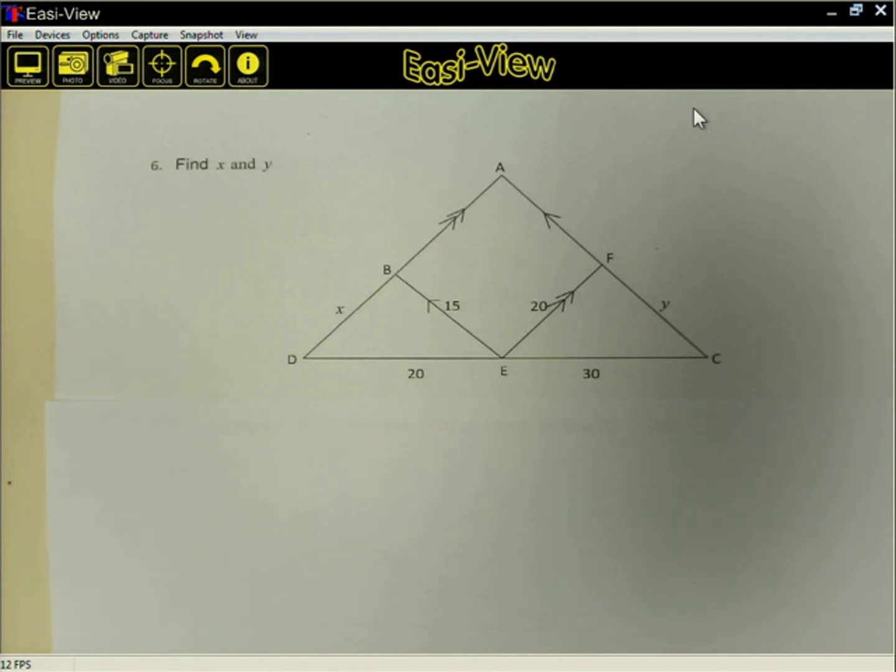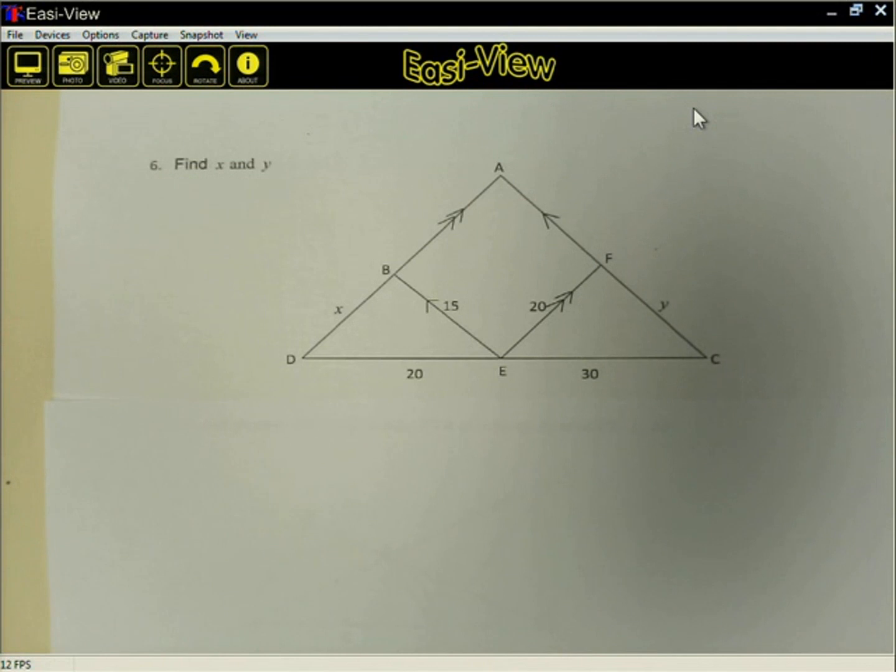Welcome. Let's carry on with the solution of this one. I think this is more of the proportionality theorem. The proportionality theorem states that a line parallel to a side of a triangle cuts the other two sides so as to divide them in the same proportion. That is the proportionality theorem.